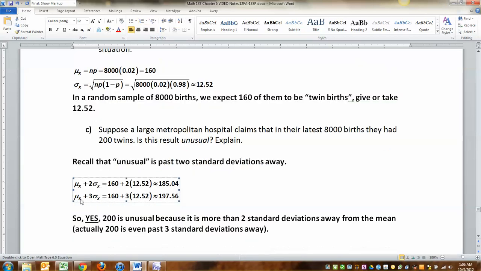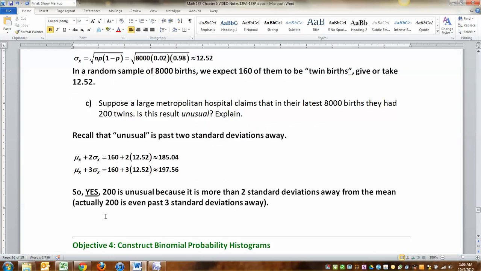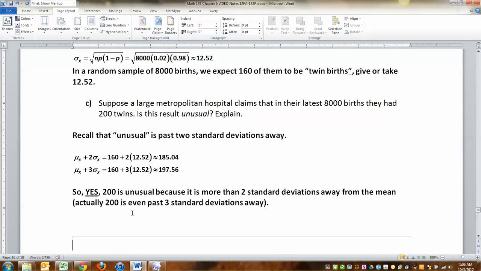As a matter of fact, if you add on 3 standard deviations, you get 197.56. So yes, 200 would be very unusual because it's higher than 2 standard deviations away. It's even higher than 3 standard deviations away. So it is quite unusual to have a hospital with that many twins. All right, done with that. Oh, I guess that wasn't the last objective.